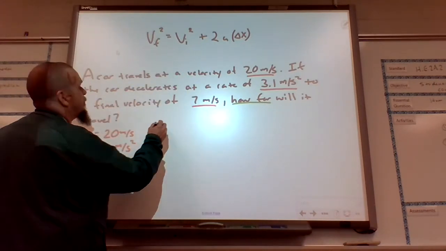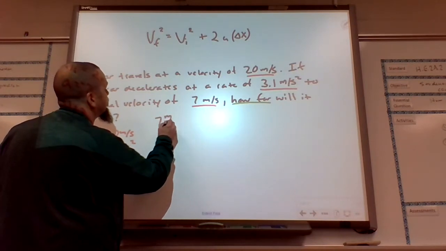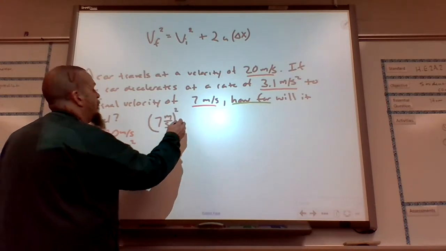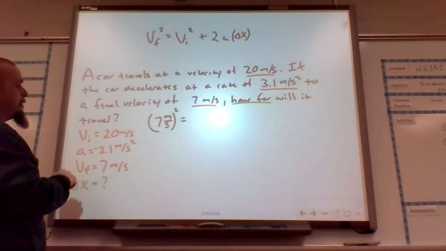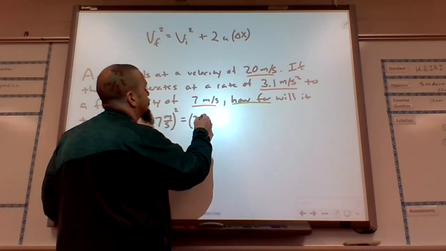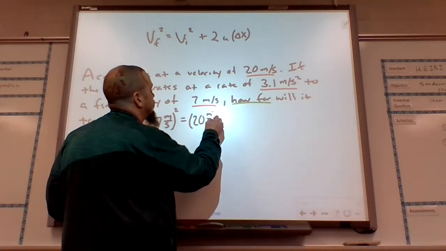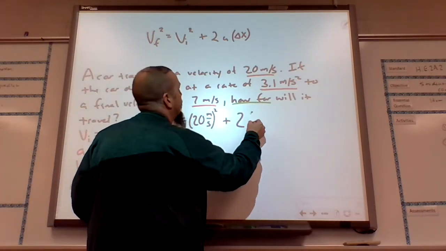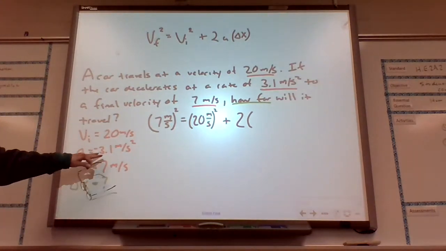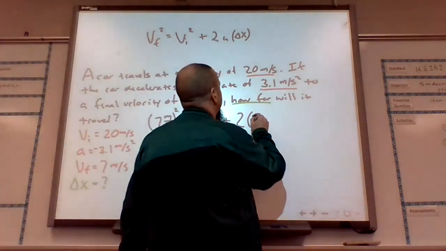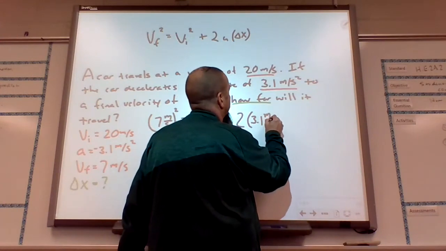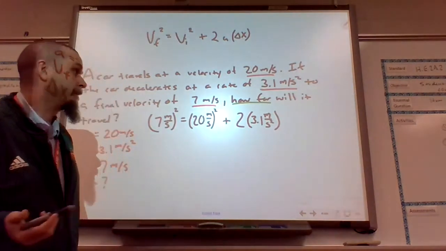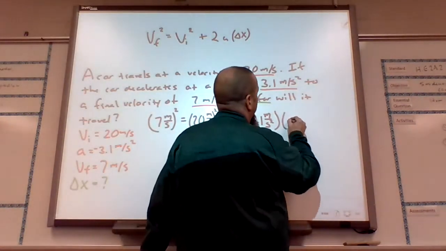So VF is 7 meters per second. That is squared. That is equal to VI, which is 20 meters per second, plus 2 times A, which is 3.1 meters per second squared, times delta X, my variable.